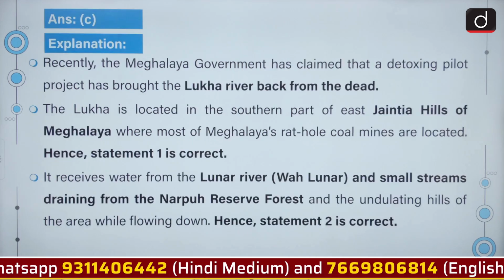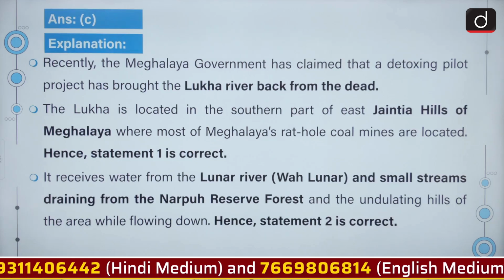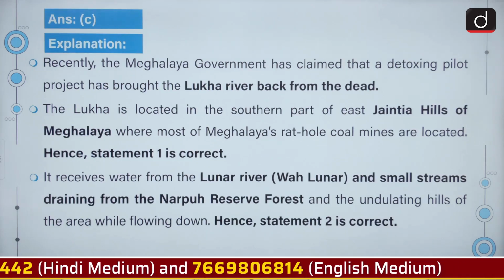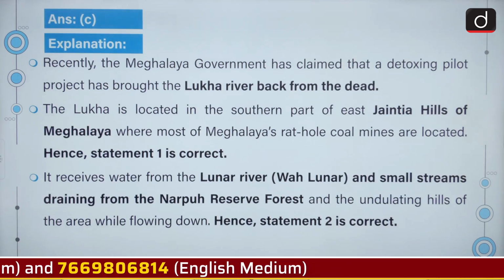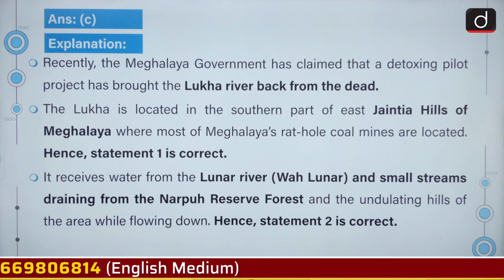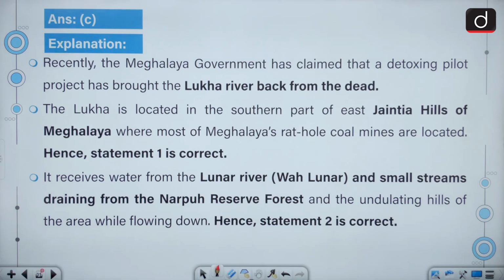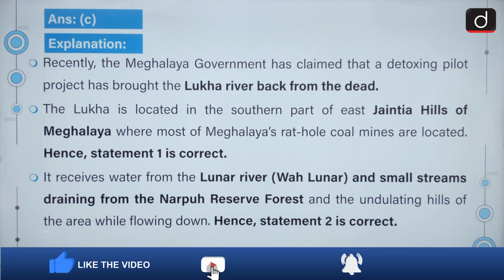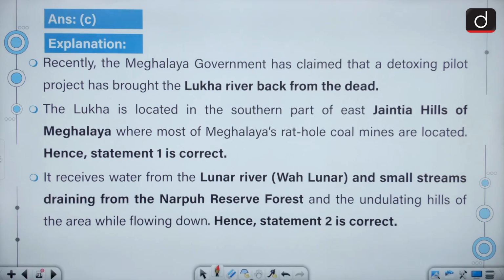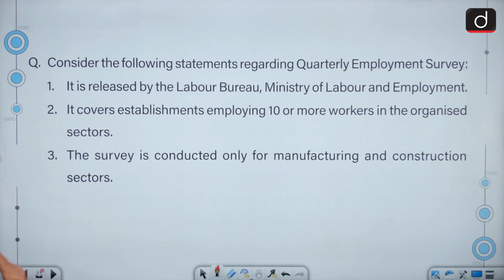Answer is option C. Recently, the Meghalaya government has claimed that a detoxing pilot project has brought the Lukha River back from the dead. The Lukha is located in the southern part of the East Jaintia Hills in Meghalaya, where most of Meghalaya's rat hole coal mines are located. It receives water from the lunar river Vah Lunar and small streams draining from the Narpo Reserve Forest and the undulating hills of the area while flowing down.